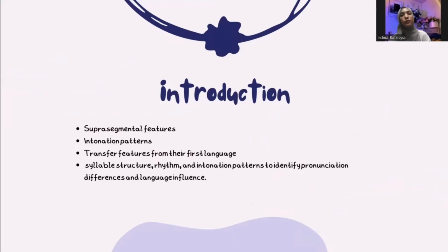So the first one, suprasegmental features. It includes syllable structure, rhythm, and intonation, which help convey meaning, emotion, and grammatical boundaries in spoken English. The second one, intonation patterns, is rising and falling pitch, which help distinguish meanings, attitudes, and sentences, such as questions and statements.